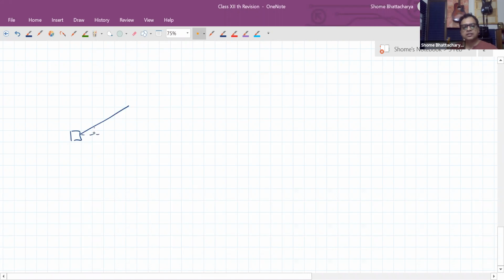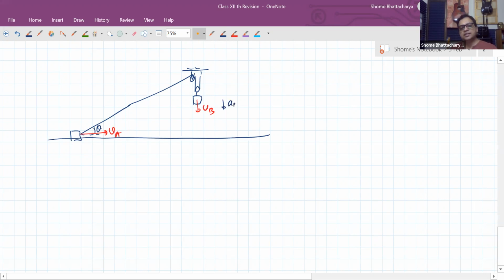Okay. So if this angle is theta, at whatever instant of time, and this block is having a velocity VA, and this block is having a velocity VB, and therefore this is having an acceleration aB, and this is having an acceleration like this. Then we have the constraint relation that VA cos theta is equal to 2 VB. This is coming from virtual power.